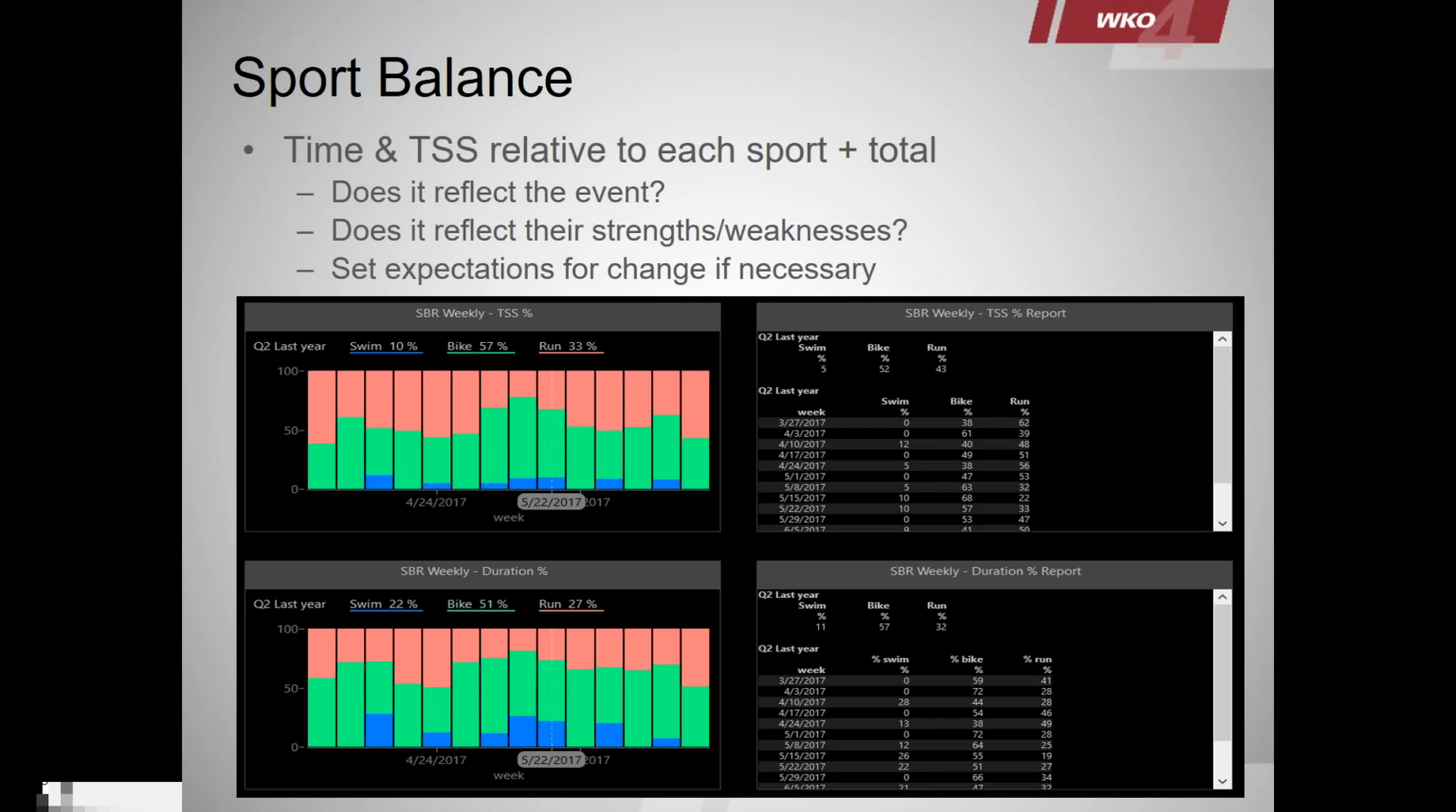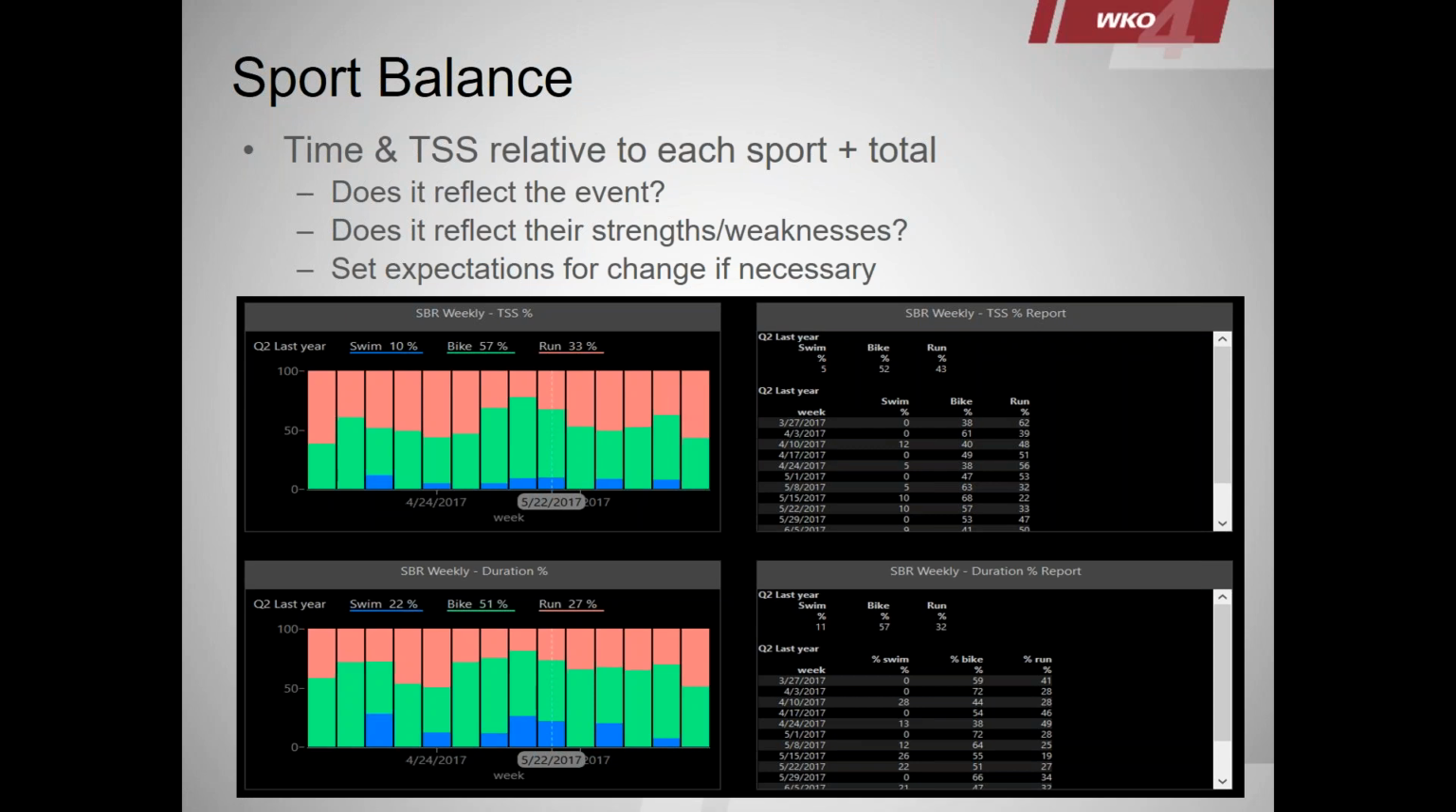One is, how is his swim, bike, run balance? Is this guy a runner who spends most of his time running and does a little cycling on the side? You might need to adjust that. Does it reflect their strengths and weaknesses? In other words, not spending all the time doing their sport strength and less time doing their weakness. You probably want to adjust that accordingly.